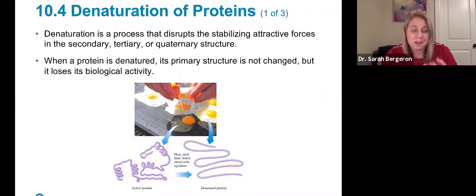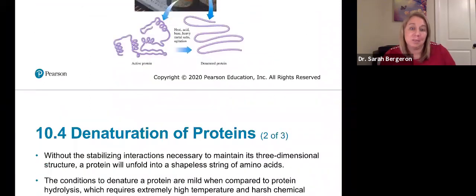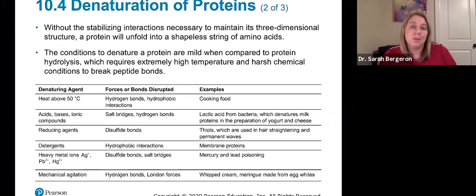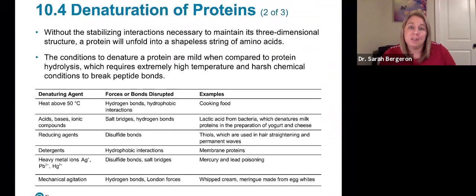So it could be heat, it could be changing the pH, so adding an acid or a base. You can add heavy metal salts. You could just agitate it, just putting it in the blender, right, can interfere with those interactions and end up denaturing the protein. And so if you don't have those stabilizing interactions, you don't maintain the three-dimensional shape, and you got this string or this spaghetti strand of amino acids, and that's it.